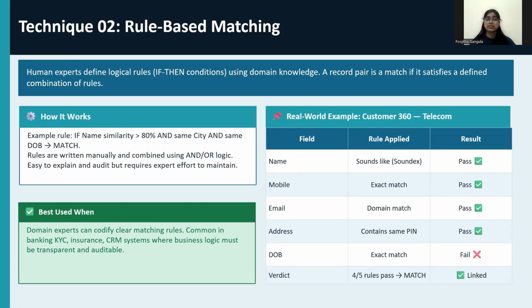It cannot be the same for every data set. If you have two different data sets, there might be different rules as well. It is very difficult for us to maintain.